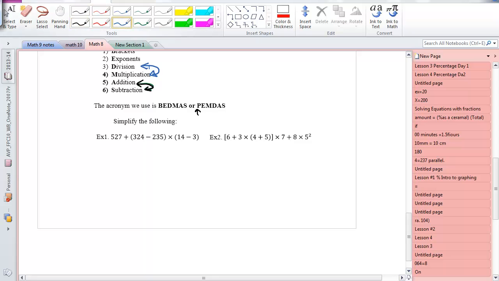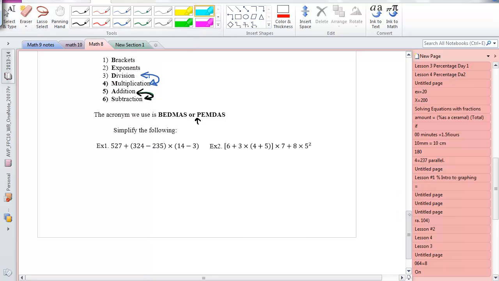Alright, so let's do a few examples. So example 1, the first thing I hope you see as we're following BEDMAS is these brackets. We've got two brackets, and I can do those at the same time. If you want to do them one step at a time, that's fine as well. I like to write everything out as I'm doing it. So even though I'm not manipulating the 527, I'm going to write it down, and I'm going to write that plus sign right beside it.